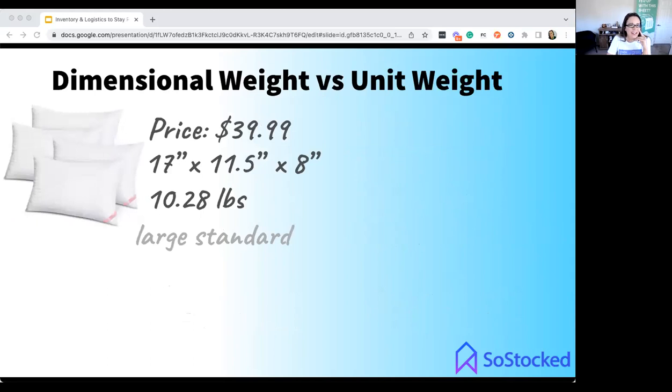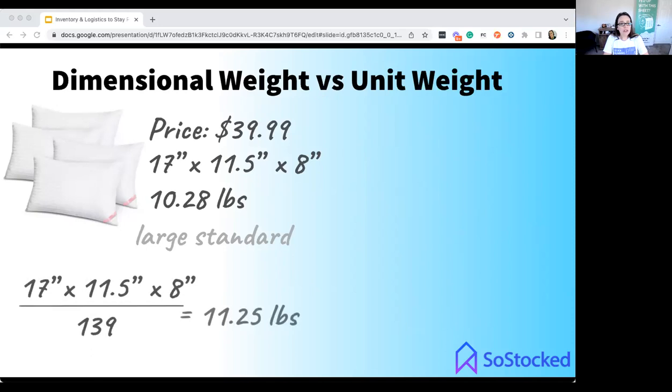Here's what happens if you can reduce the size. This is another product, and they were able to get 4 pillows into 17 by 11.5 by 8, large standard. The product is heavier. It's going to be charged at 11 pounds instead of the 5 pounds that we had for the other product. But the dimensional weight is only 11.25, meaning 12 pounds. 12 versus 11 is a huge difference.